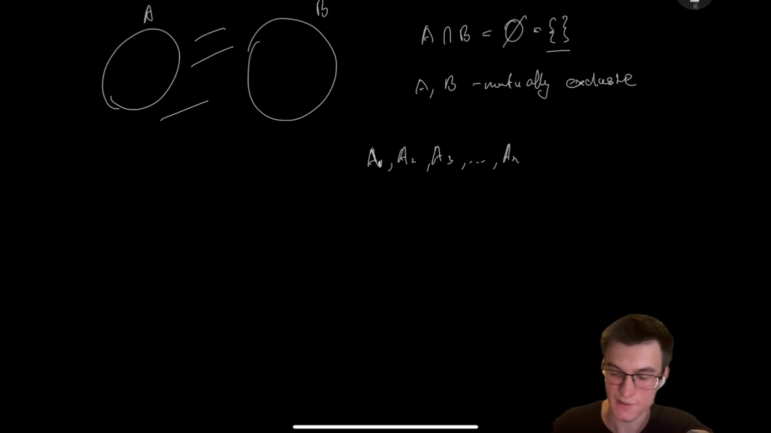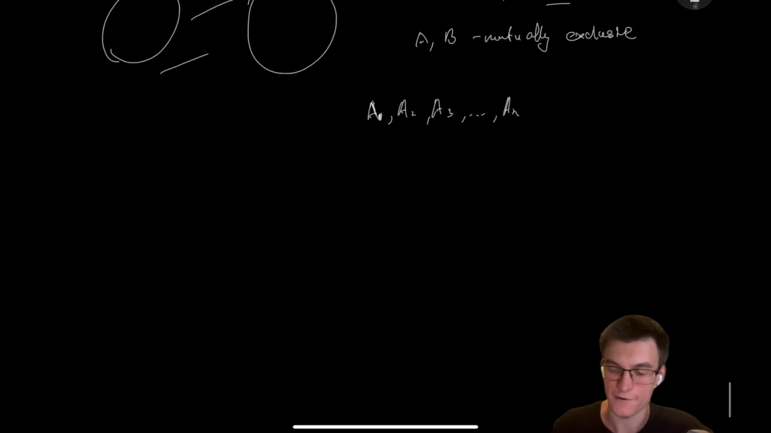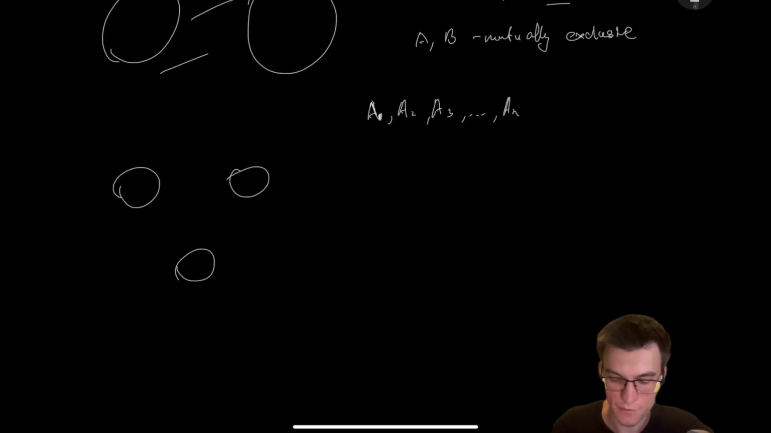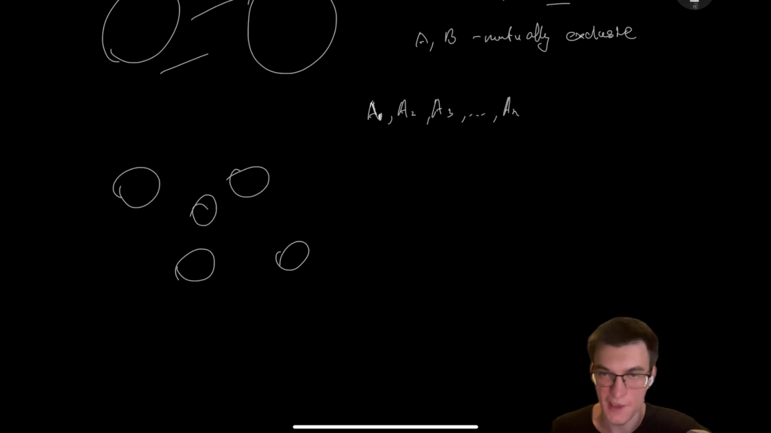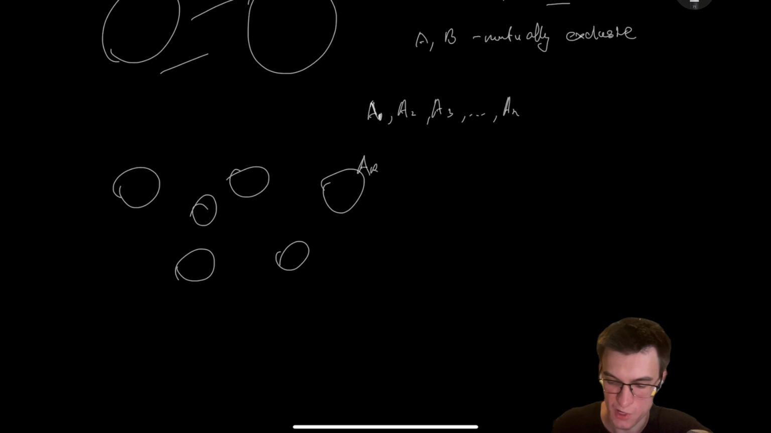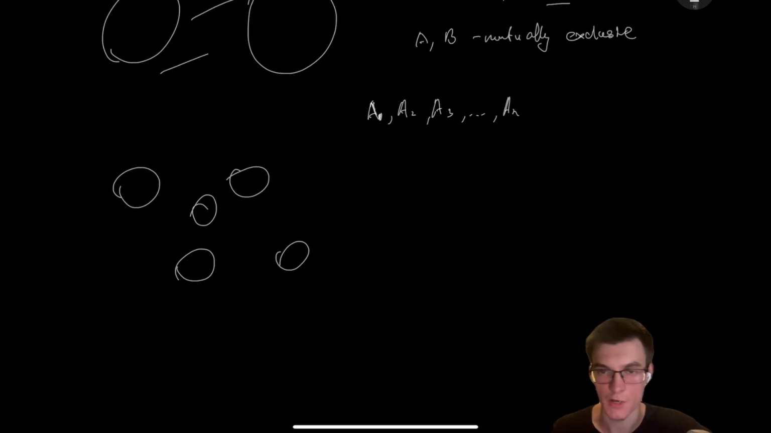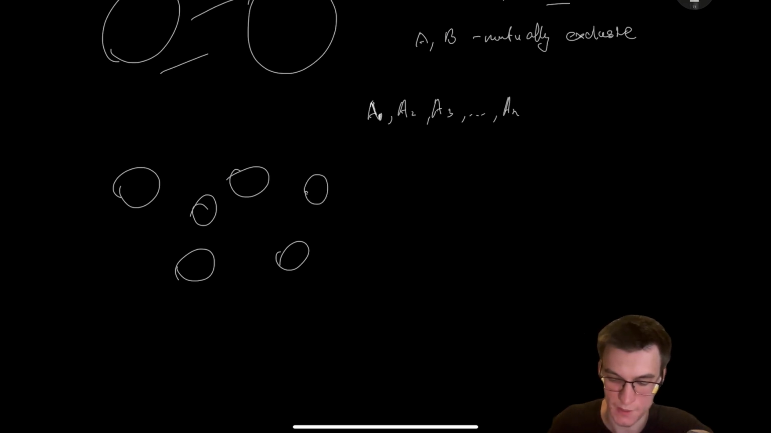So these events do not have anything in common. So it could be A1, A2, A3, A4, A5, doesn't matter. But if we have some kind of AR, this one is AR, which intersects the other one, it is already not mutually exclusive. So if we want our collection to be mutually exclusive, we need to have separate sets, and each pair of this collection should be mutually exclusive, like this one. They don't have any intersection between them.